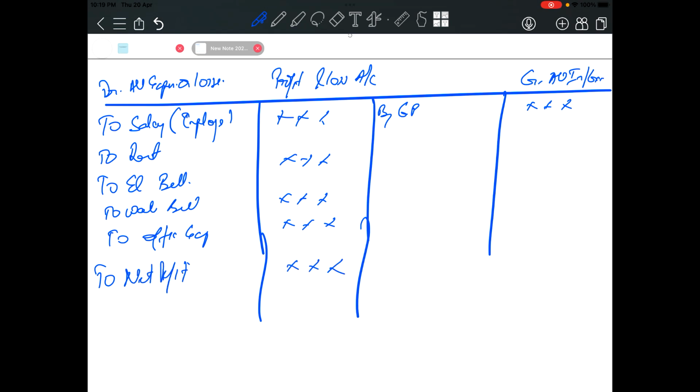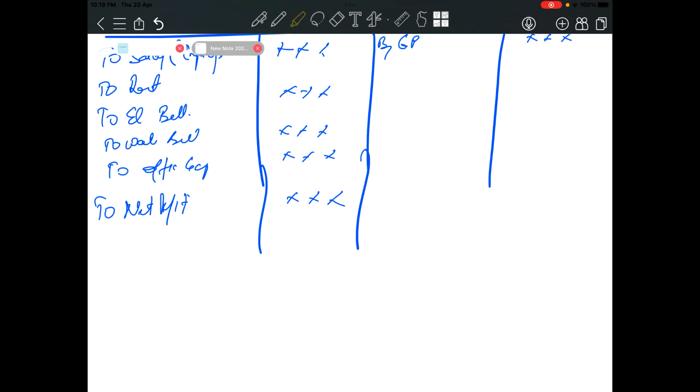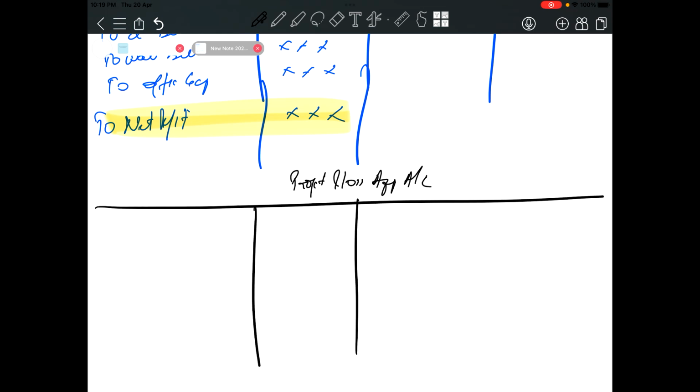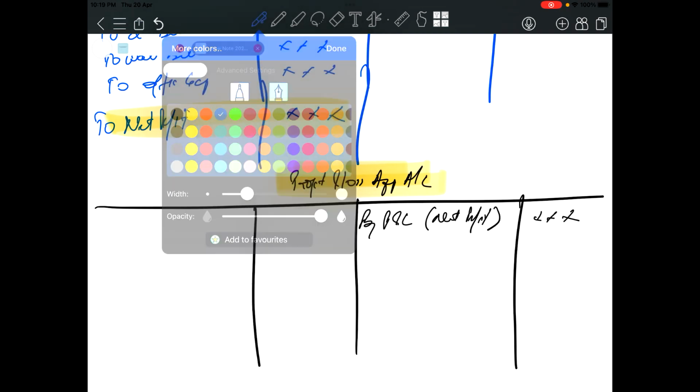Now see, this net profit, in case of a partnership firm, will be transferred to where? Profit and loss appropriation account. It will be transferred to the P&L appropriation account by P&L net profit. Now why do we prepare the P&L appropriation account? Why do we call it P&L appropriation account?